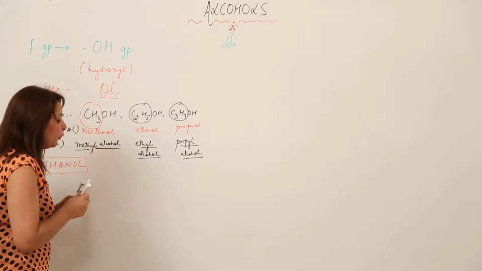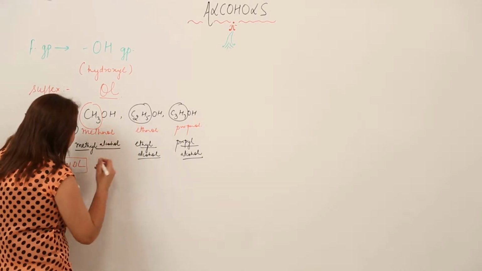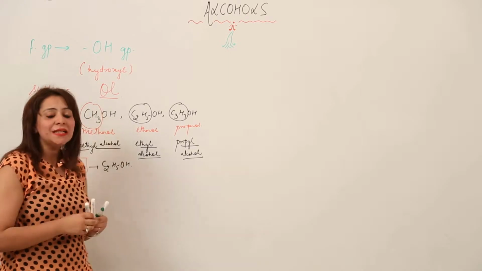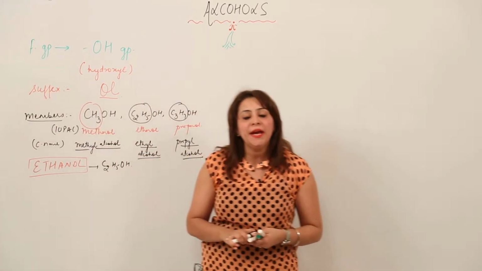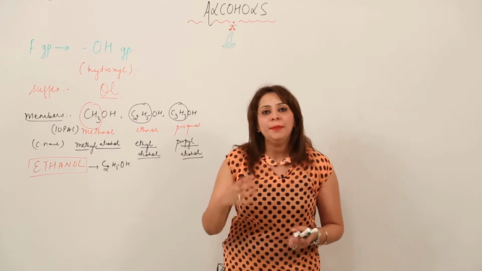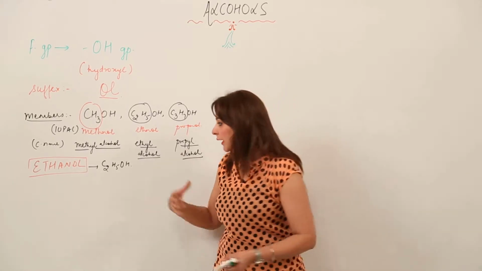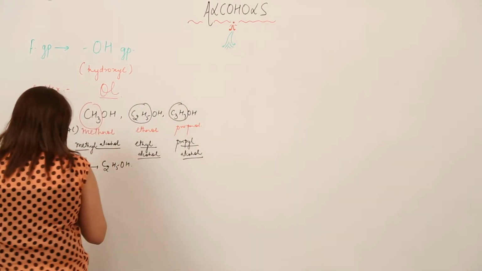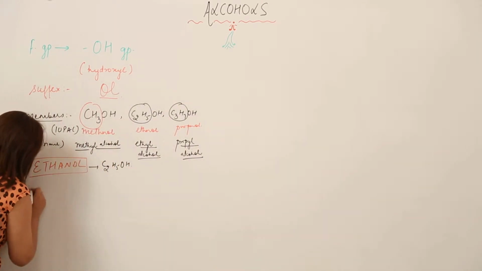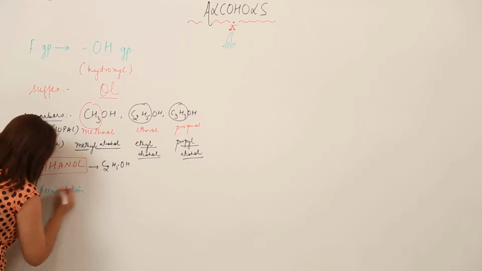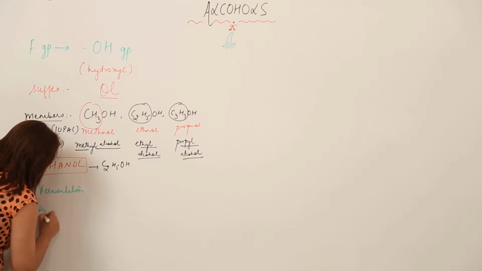What is the formula for ethanol? As I told you, it is C2H5OH. Let us see how ethanol is prepared. There are many methods to prepare ethanol, but the basic methods used are two. One is fermentation and the other is hydration of alkenes.